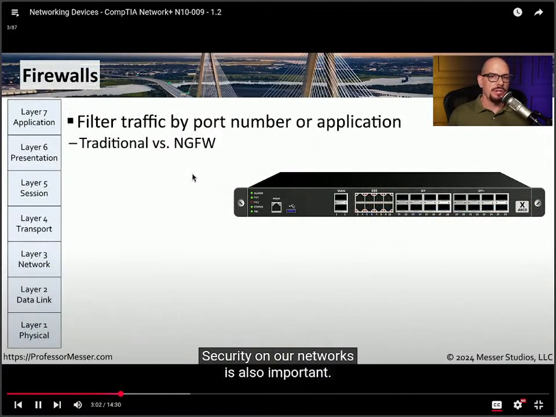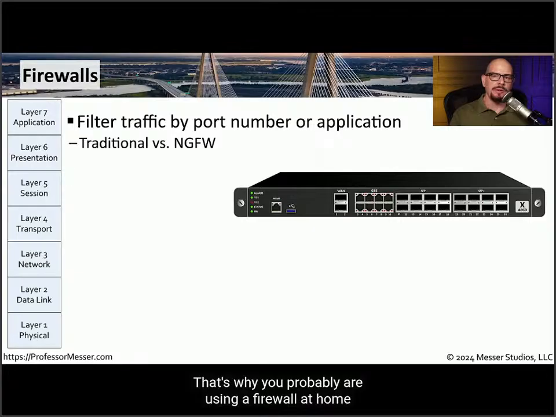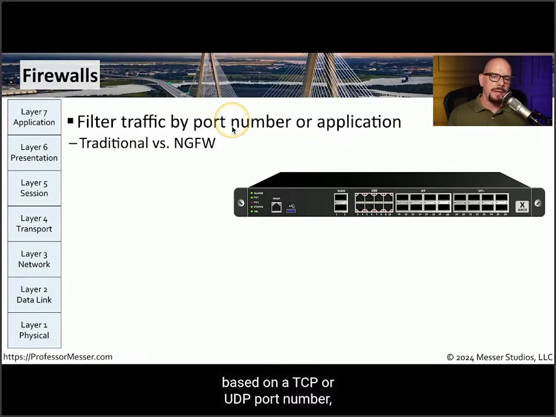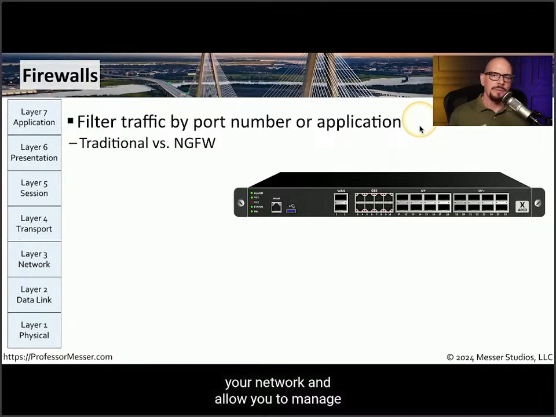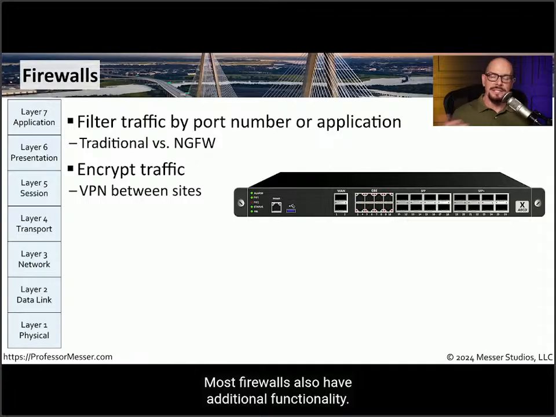Security on our networks is also important. That's why you probably are using a firewall at home, and you most certainly have a firewall in your office. A traditional firewall allows you to filter traffic based on a TCP or UDP port number. But if you have a more modern firewall, you're probably using a next generation firewall or NGFW, which is able to identify applications traversing your network and allow you to manage whether that application should be allowed or not allowed on your network.